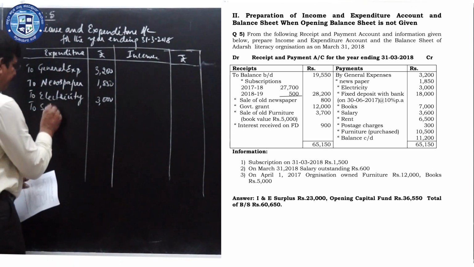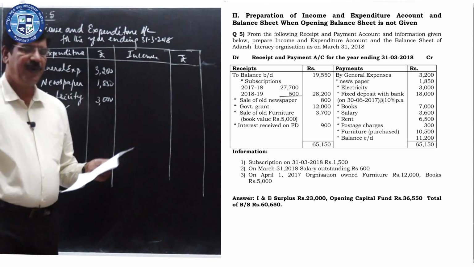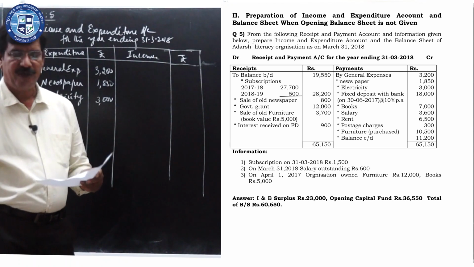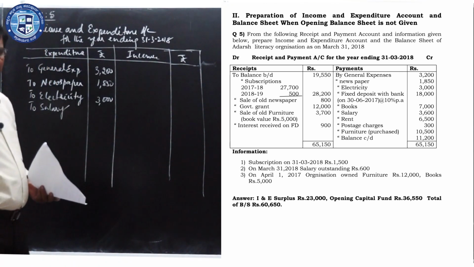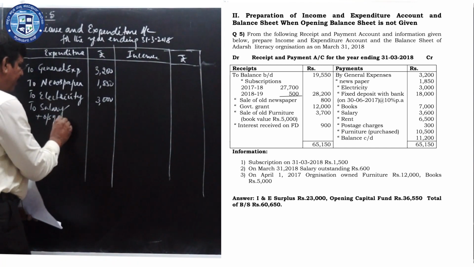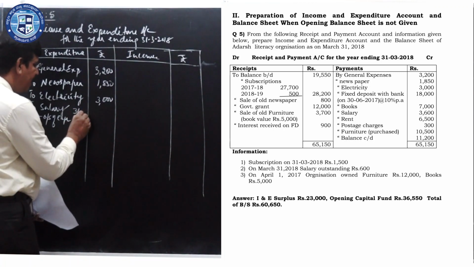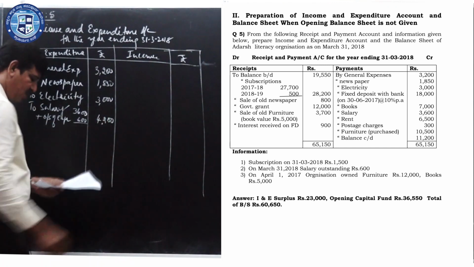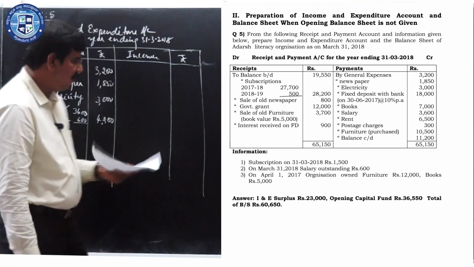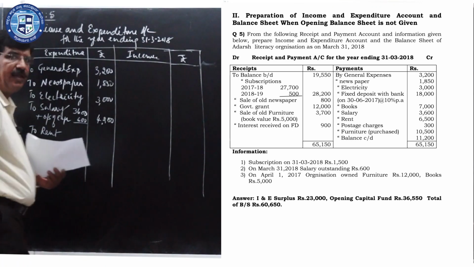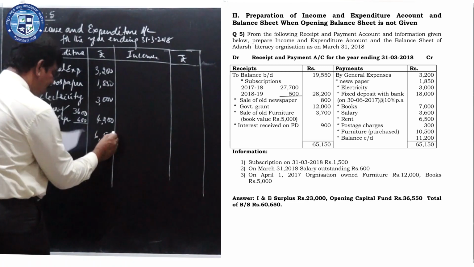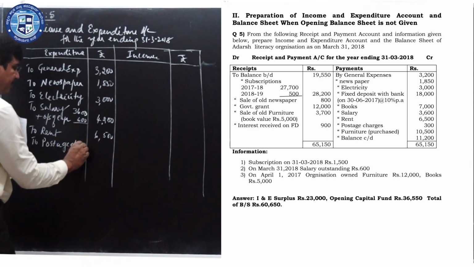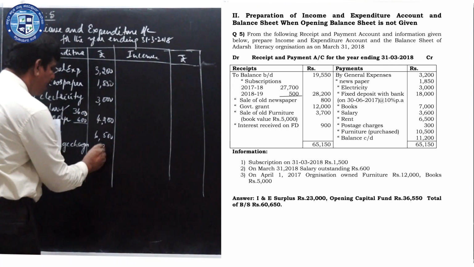Now comes salary. To salary. See, in the adjustment or information number 2, it's given on March 31st, 2018, salary outstanding rupees 600. So, any outstanding at the end of the year, it has to be added plus outstanding of current year. So, the amount of salary is 3,600 plus outstanding of current year 600. So, in the outer column 4,200. Then comes rent 6,500. To rent, the amount of rent is 6,500 for which there is no other adjustment. And postage charges, to postage charges, for this also there is no other adjustment, 300 rupees.